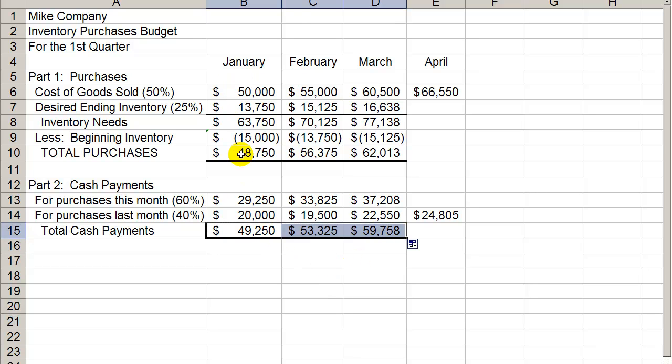Note, for any given month, accounts payable represents an amount of purchases that you owe but haven't paid for yet. You purchased, for example, in January $48,750. You paid for 60%. The amount that you still owe, the $19,500, is going to be paid in February, and that represents the ending balance in January of accounts payable. Likewise, in February, the ending balance of accounts payable is the amount of purchases you haven't paid for yet, which is the $22,550. In March, the ending balance of accounts payable represents the amount of purchases you haven't paid for yet, which is the $24,805.